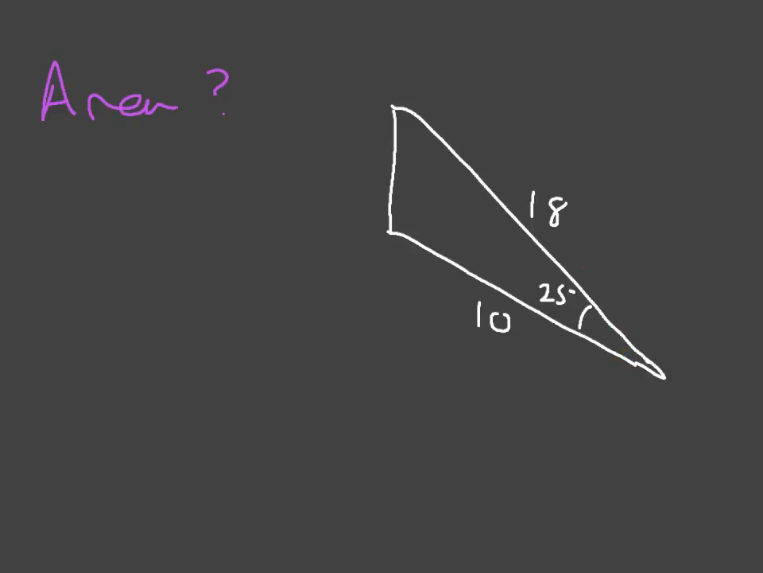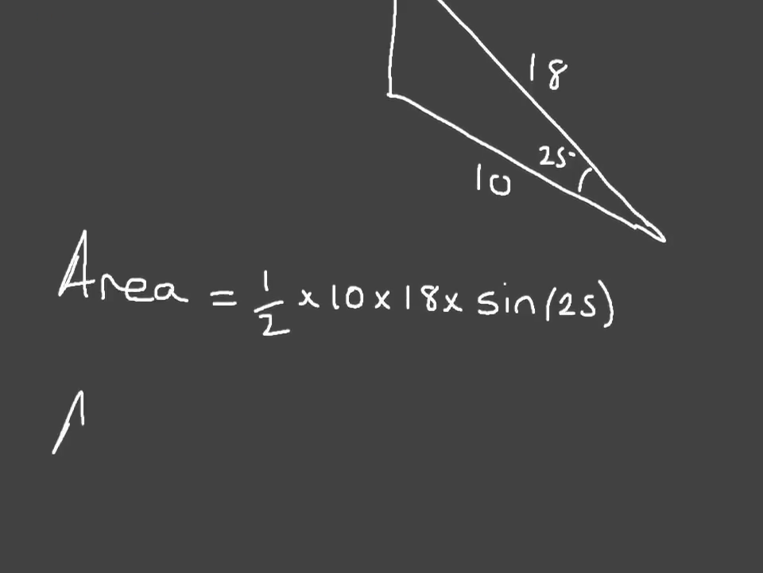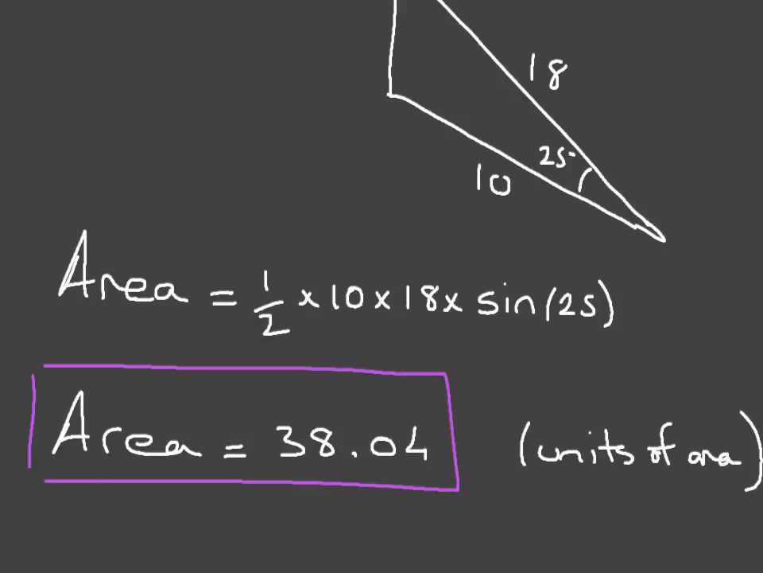So we can definitely use our area formula again, and we can go right ahead and say that the area is equal to 1/2 times one side length, 10, times the other side length, 18, times the sine of the angle which is in between them, so sine 25. And again, using our calculator and rounding to 2 decimal places, we find that the area is equal to 38.04. And that, again, is units of area. And there we have it. That's how we use the area formula to calculate areas of triangles.